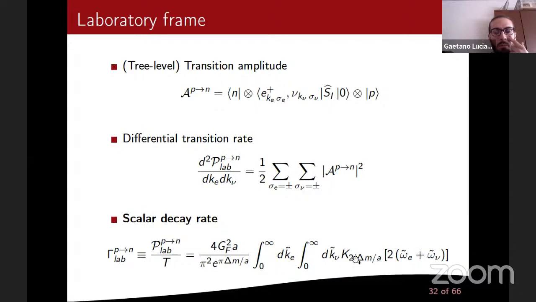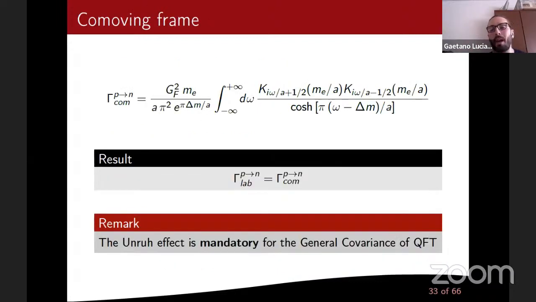I don't want to stress too much on technical details, you should just know that computations are possible in this approximation. Now, what happens in the comoving frame? You have to consider those three processes we were commenting on above. If you compute the transition amplitude for these processes, and then you compute the whole transition probability, you get this expression. If you manipulate this expression a little bit, you can see that the two decay rates are exactly equal to each other.